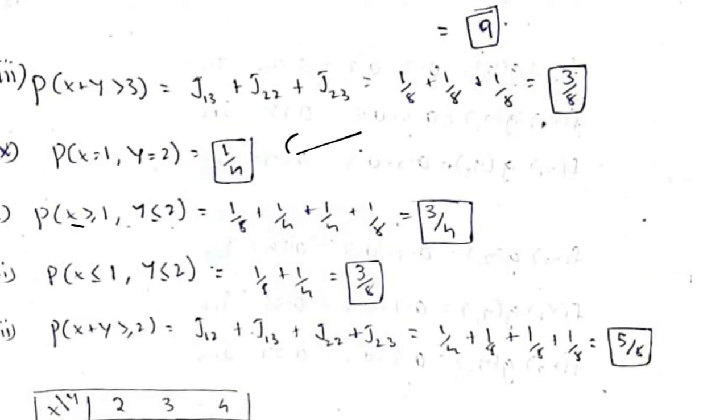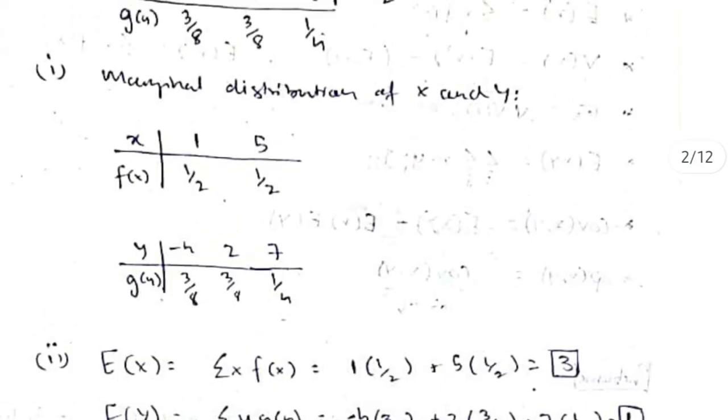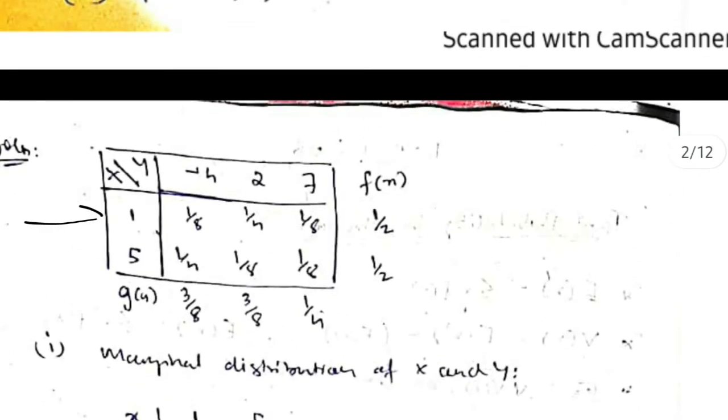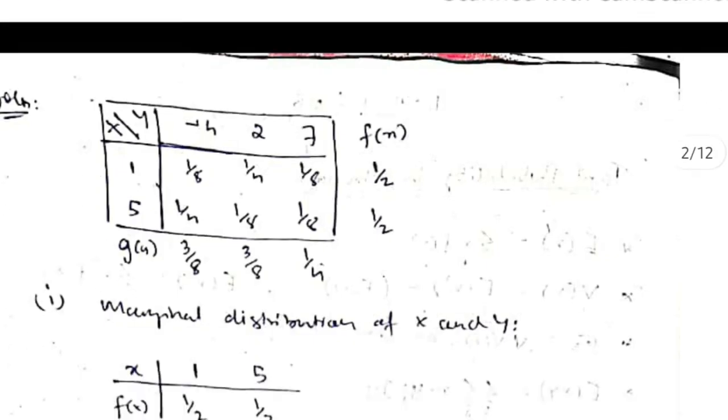And x greater than or equal to 1, y less than or equal to 2. X greater than or equal to 1 means this row is selected and this row is selected. Y is less than or equal to 2, I think, yeah.